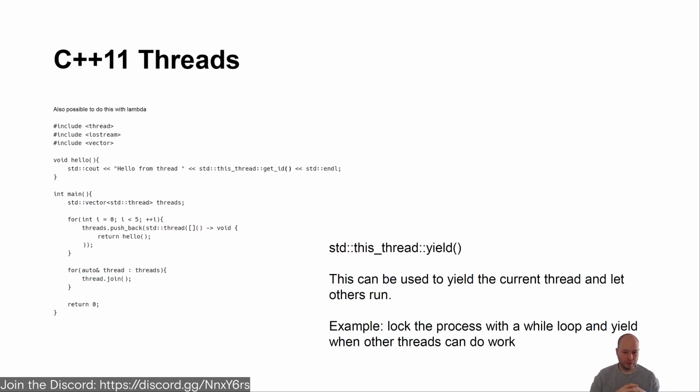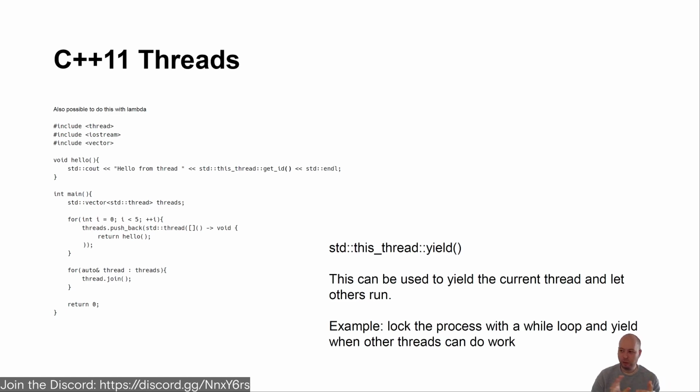Another thing that you probably should think about is yield. This can be used to yield the current thread and let other threads run. This is actually a pretty common thing if you have many, many threads and you want to make sure that everybody gets a chance, because a thread may lock the process. And so a yield will let other threads essentially do work, which is pretty valuable.